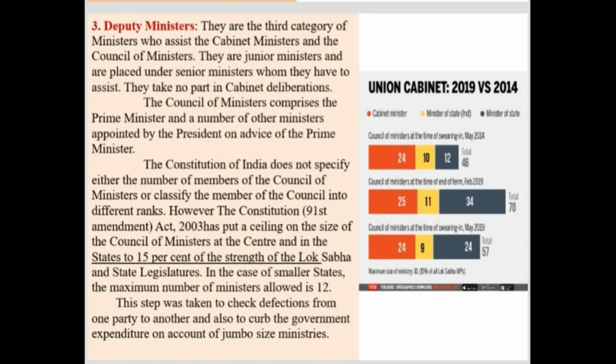of the Council of Ministers. As of now, I think in Modi's cabinet as of May 2019, they have 57: 24 cabinet, 9 Ministers of State and 24 deputy ministers, like that they have categorized, and 57 total in the Council of Ministers. Which is nothing but 15% of the strength of Lok Sabha.